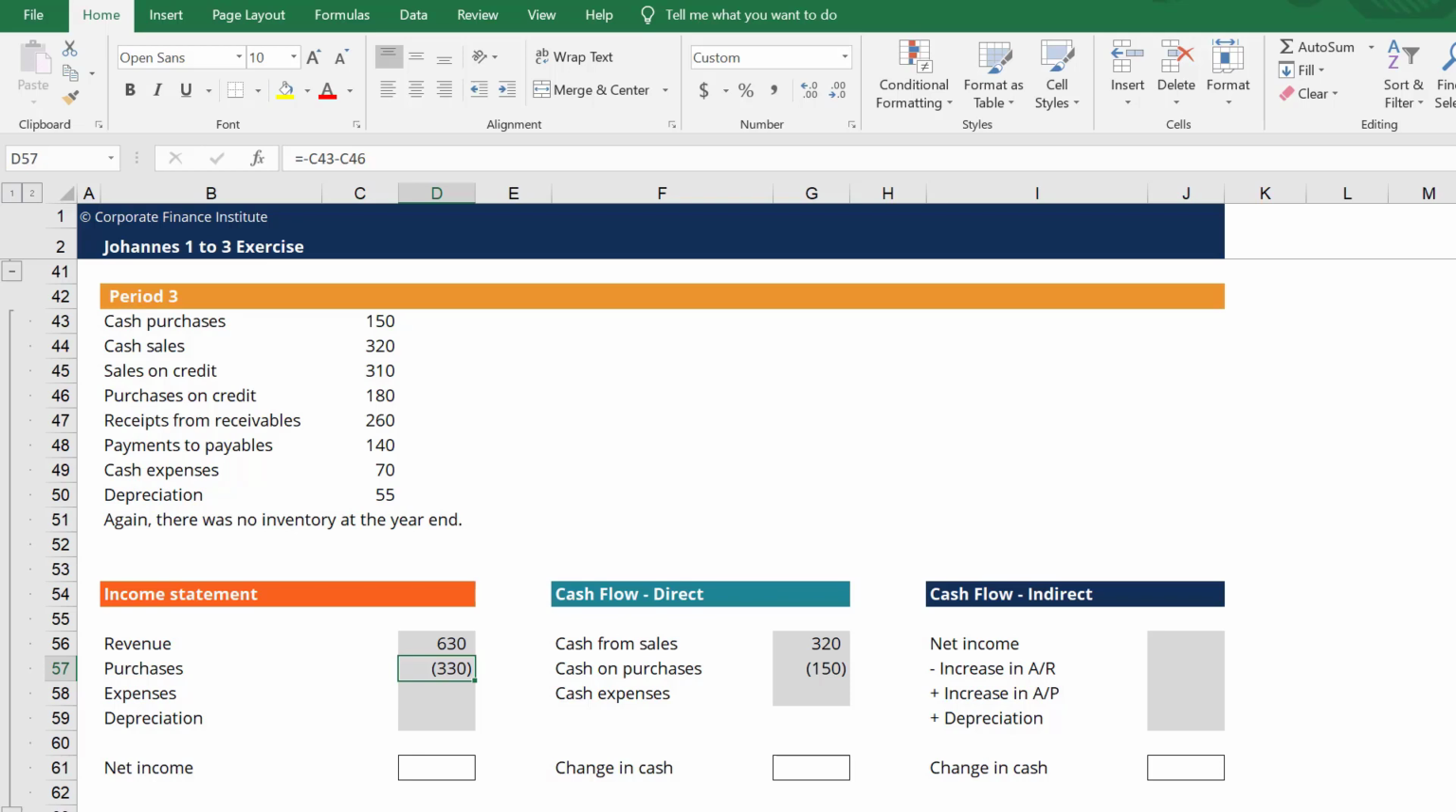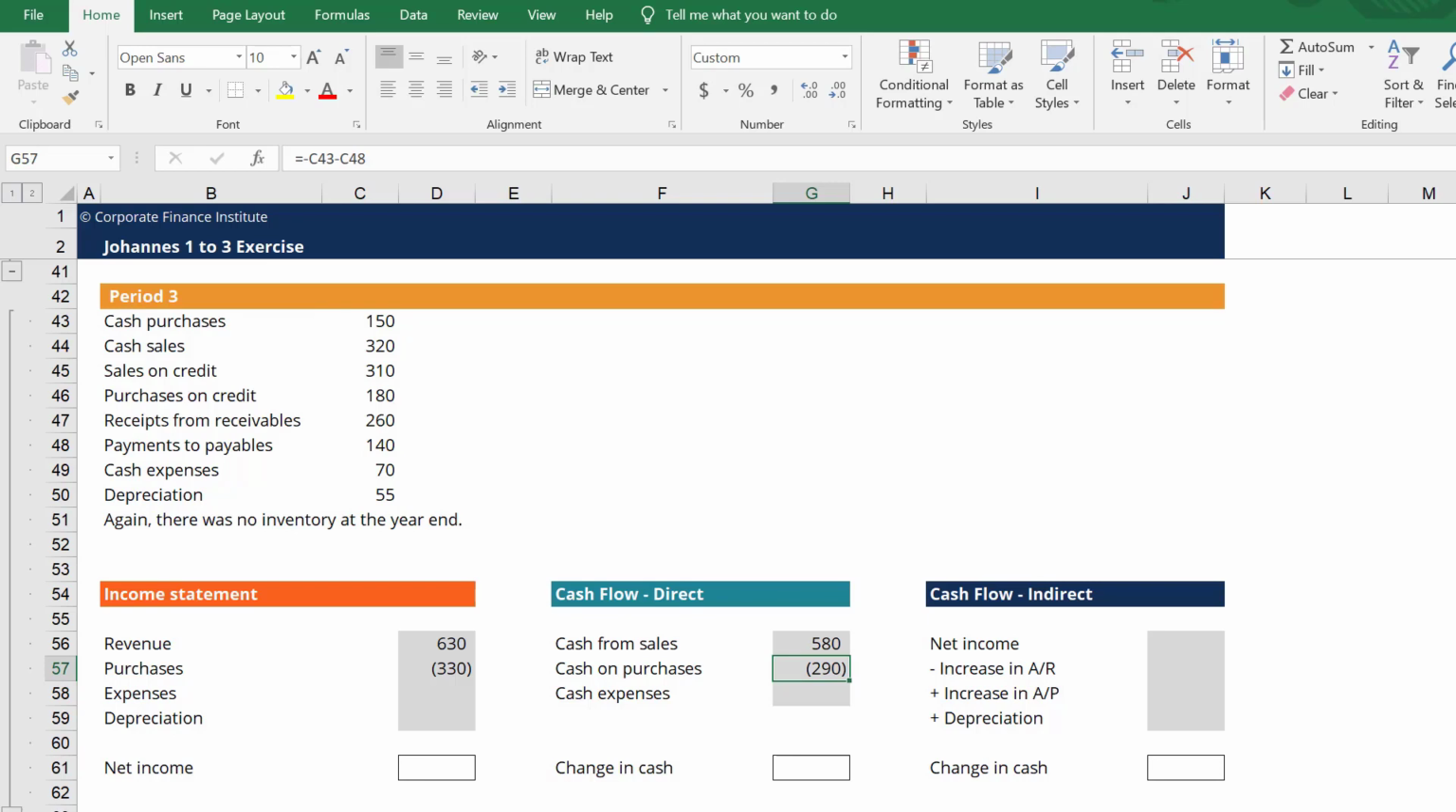Next up on our list of transactions, we see that receipts from receivables of 260 came in. What that means is cash from sales on the direct cash flow statement is going to increase by 260. We now have cash received from sales of 580. Next up, we see that payments to payables of 140 were made. That means we go to cash purchases, and we add to that the payment to payables of 140. So now the total cash purchases outflow is 290.